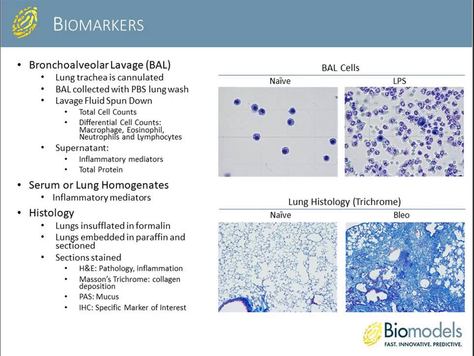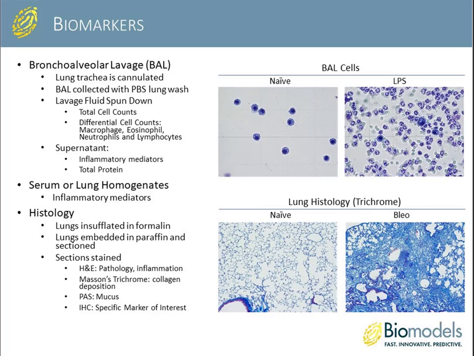Additionally, we can use a picrosirius red stain for quantifying levels of fibrosis. And then in asthma models, we'll often stain with the PAS, which will look at mucus and assess levels of goblet cell hyperplasia. If there's a more specific marker that's of interest, we can always perform an immunohistochemical stain to assess levels of that marker in disease or non-disease states.